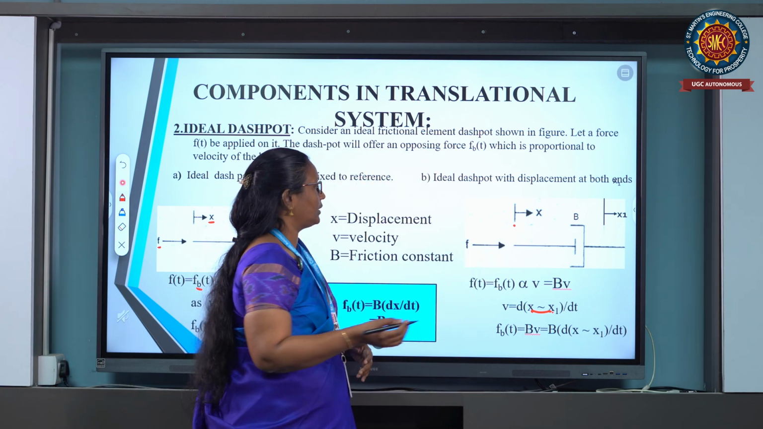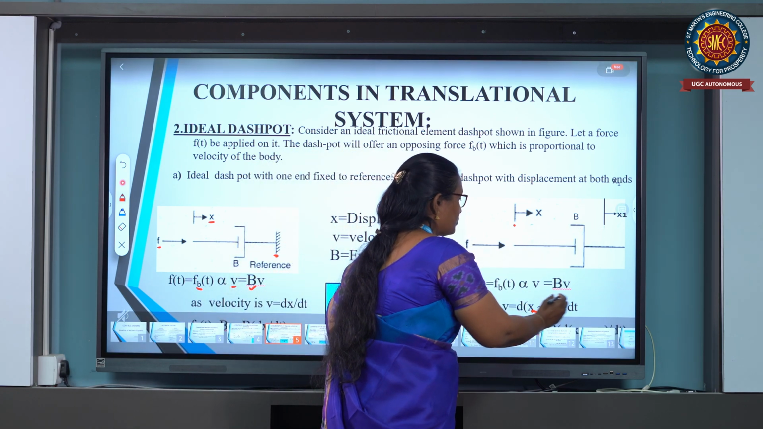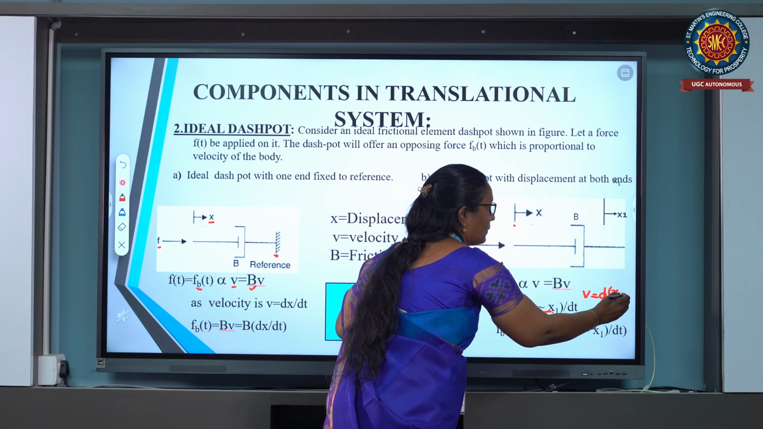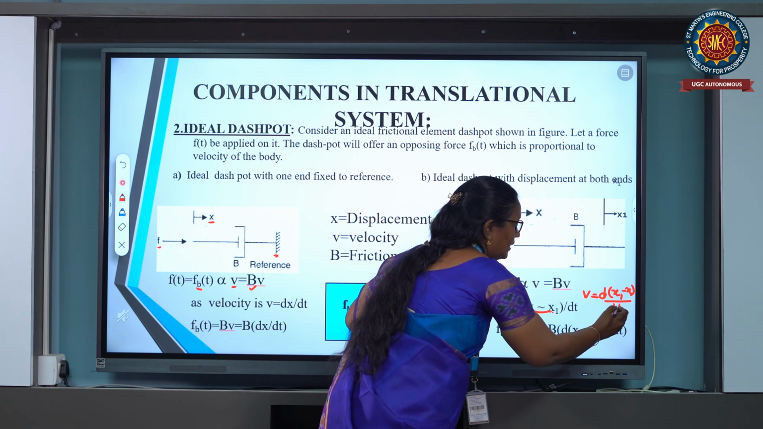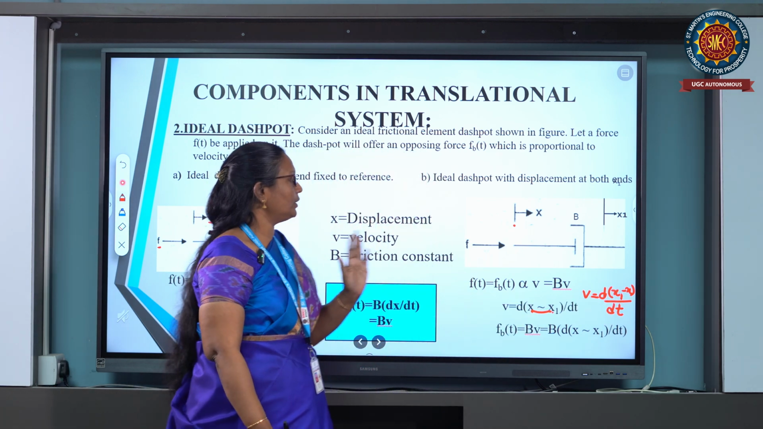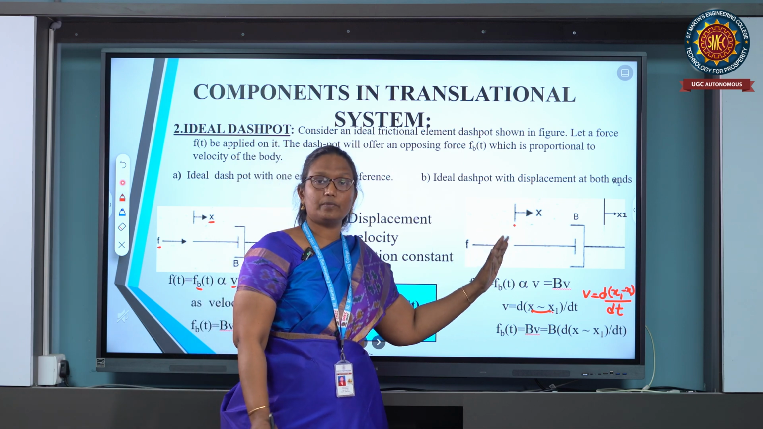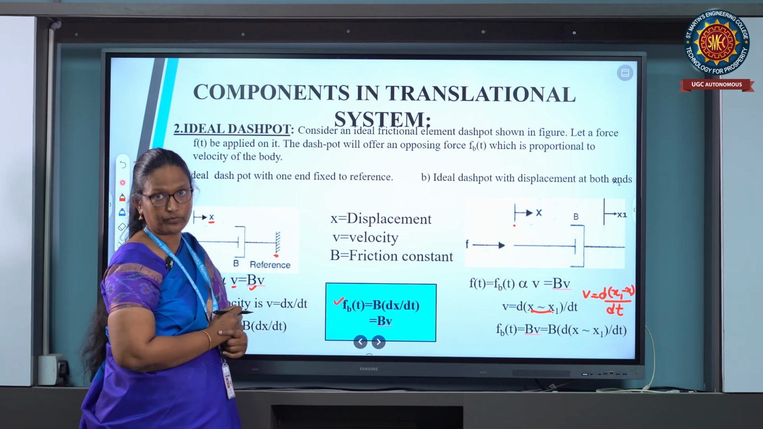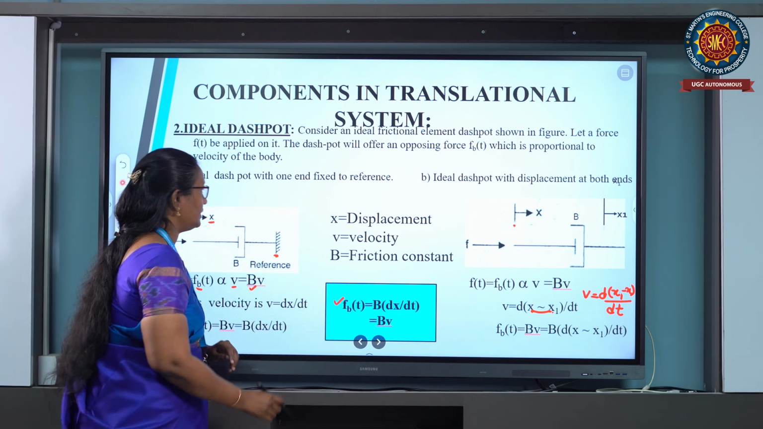Similarly, if we want the equation on the other side, referring to the node x1, then this will become v equal to d of x1 minus x. Here in this case we have considered x and x1, so this will be d of x1 minus x when we are referring to node 2. So basically we have the ideal dashpot with the fixed reference and with the displacement free on both sides. This is all about it. Ultimately, the force equation we have to remember for our dashpot is proportional to the change in the displacement, or velocity we can say directly.